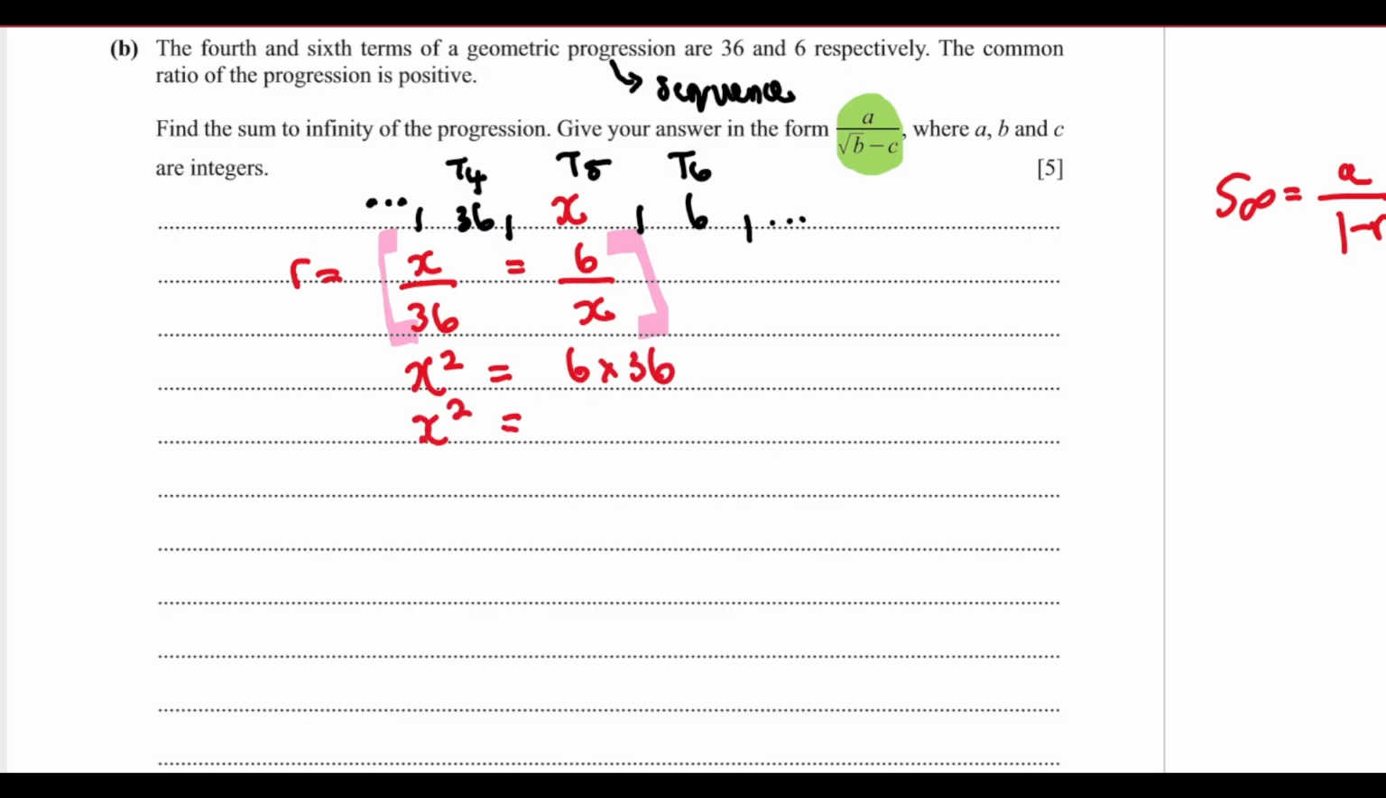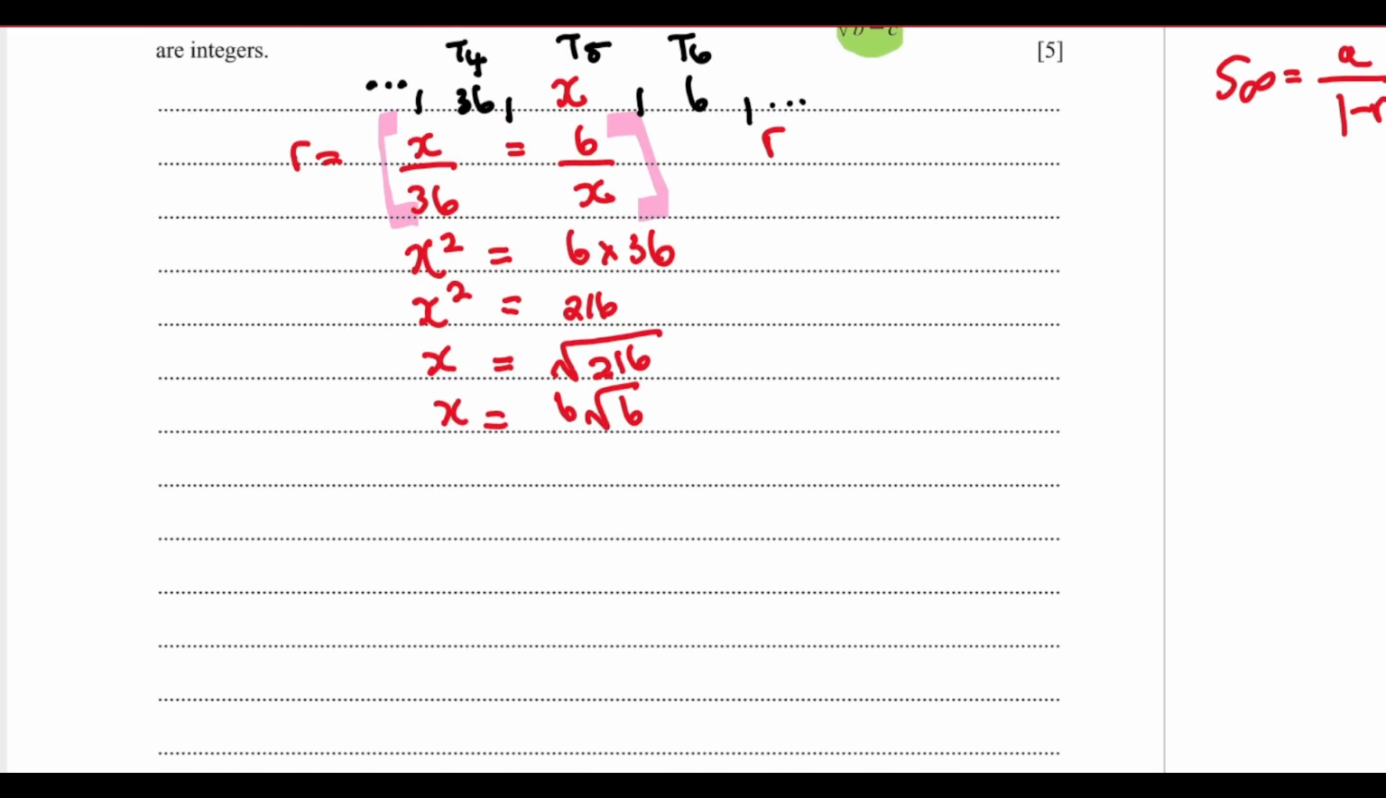x squared is 6 times 36. x squared is 216. So x is the square root of that, because we have a positive common ratio. I don't want the negative one. Okay, so x, if you put square root 216 in your calculator, it's 6 square root 6. So r is x over 36, so it's 6 square root 6 over 36. Put that in your calculator. That would become square root 6 over 6.